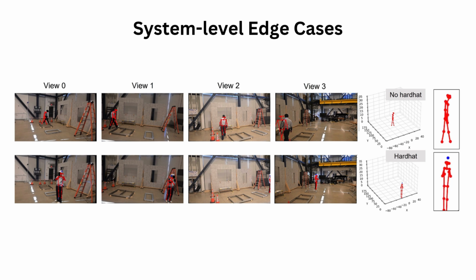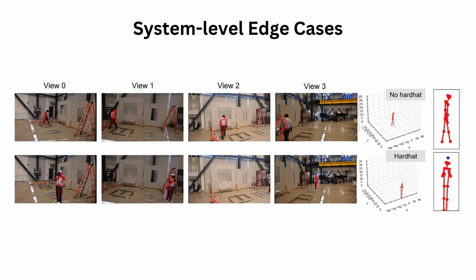We also explored some edge cases. In one, a hard hat was not detected. The system marked the event as a violation and continued to do so until the hat was worn again. Another example shows how adding more camera views improves prediction accuracy.